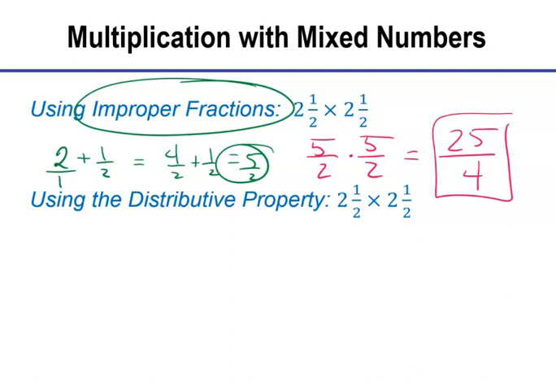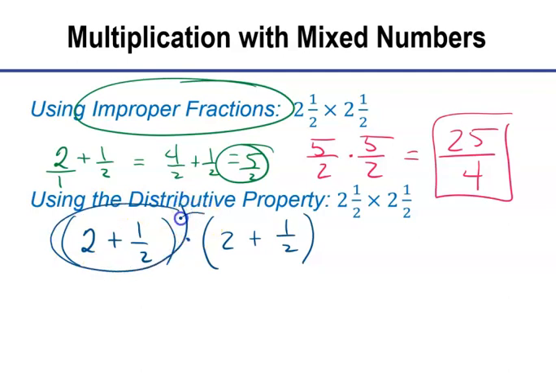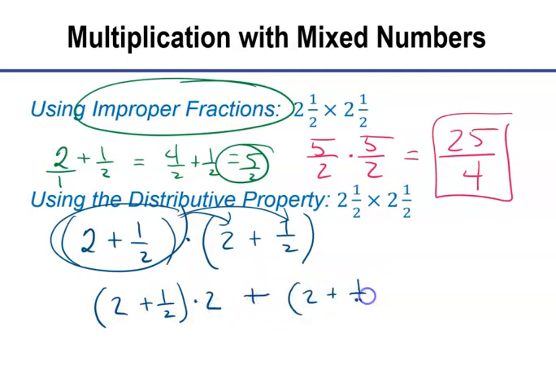So how about we write 2.5 as 2 plus 1/2. And then we're going to multiply that times another 2 plus 1/2. Okay, we haven't used the distributive property yet. We've just defined a mixed number here. Now, I'm going to distribute the entire 2 plus 1/2 over this addition sign. So this is going to be 2 plus 1/2 times 2 plus, and then 2 plus 1/2 times 1/2.